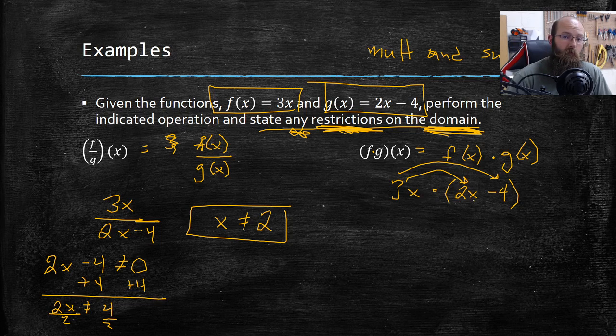3x times 2x, what's x squared? Not just 6x's. It is now 6x squared. 3x times negative 4 gets me negative 12x's. And multiplying like this is not going to give me any restrictions on my domain.